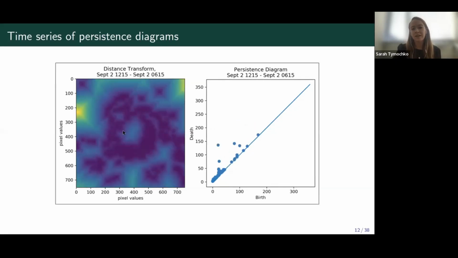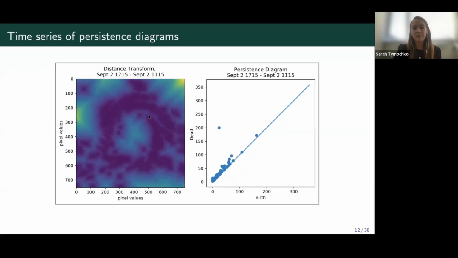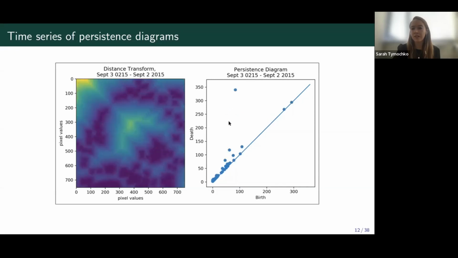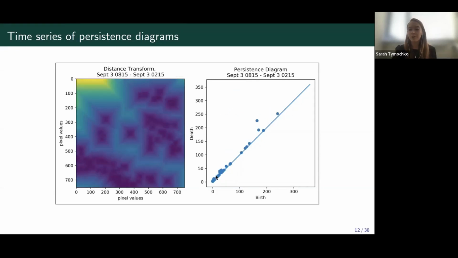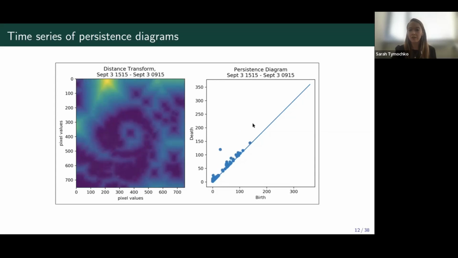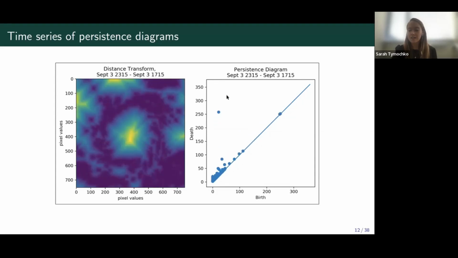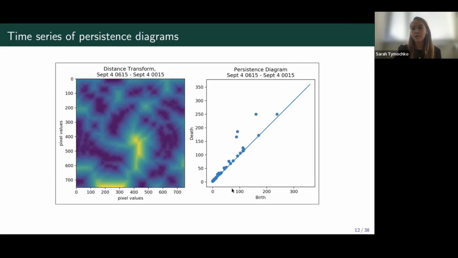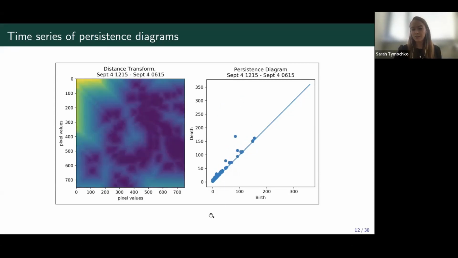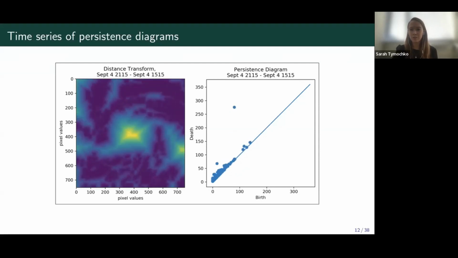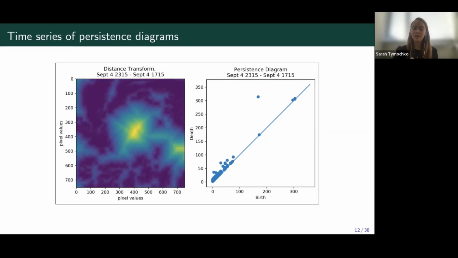At first we see a ring here and a one-dimensional persistence point rising off of the diagonal, so a point with a larger lifetime, but then it disappears. Now we're getting a lot of noise, but then we see that feature reappearing, rising up with an increased lifetime, and then eventually dropping back down. So we are seeing a periodic pattern of a one-dimensional persistence point representing that circular feature, appearing, getting larger, disappearing, and then starting over the next day.